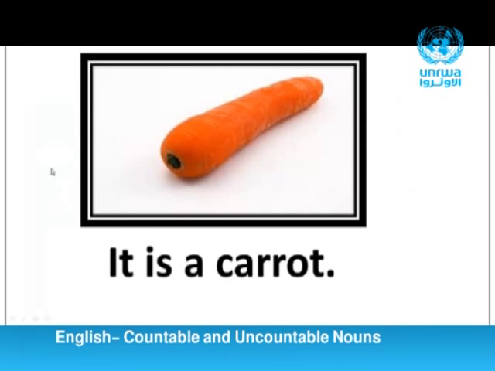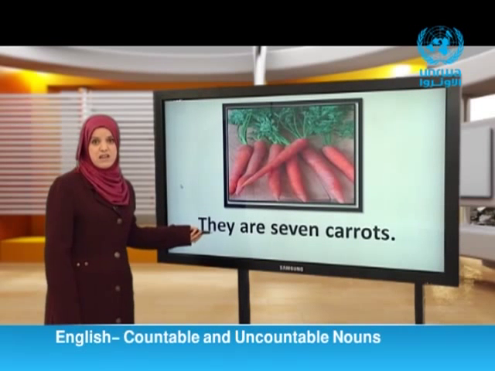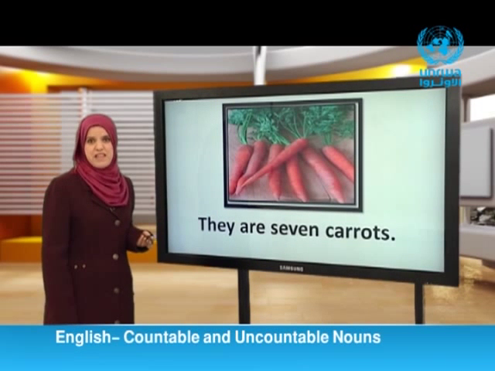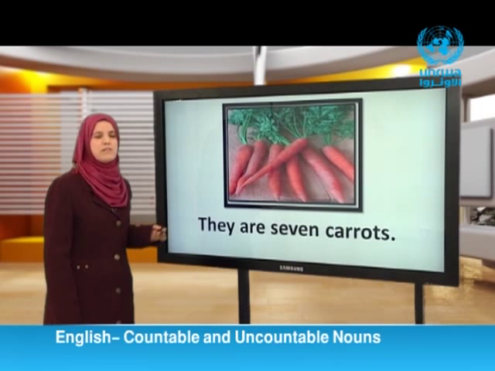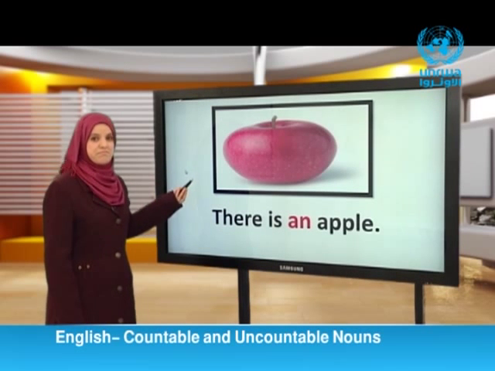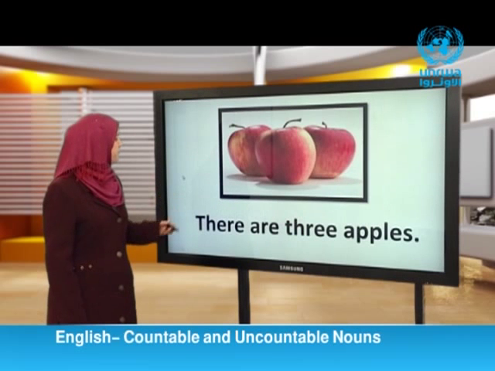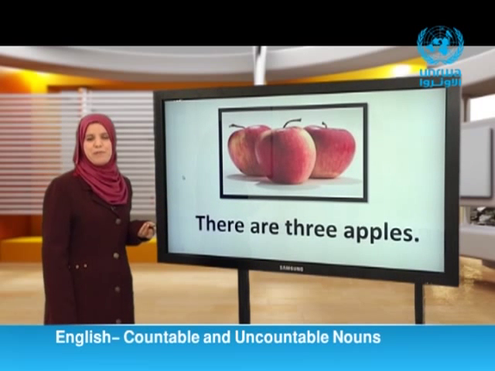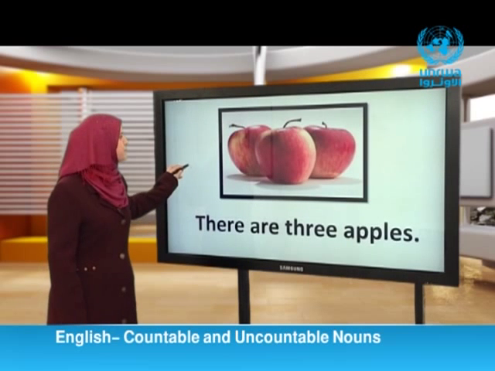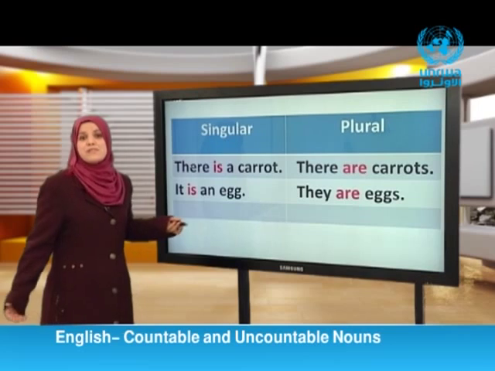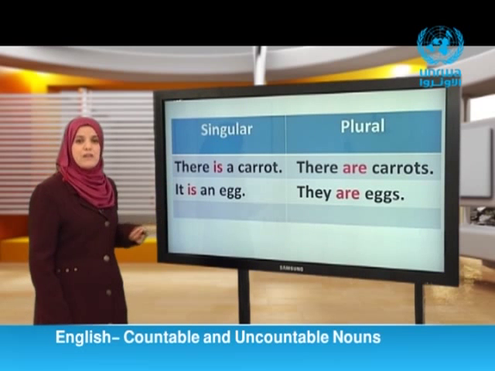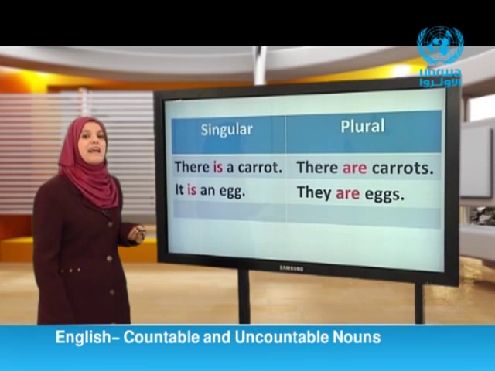Now, look at this picture. It is a carrot. There are 7 carrots. The noun carrot is countable. It is an apple. There are 3 apples. The word apple is also countable. So as you see, countable nouns can be singular and can also be plural.